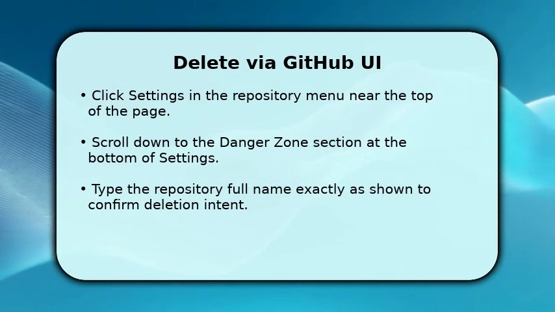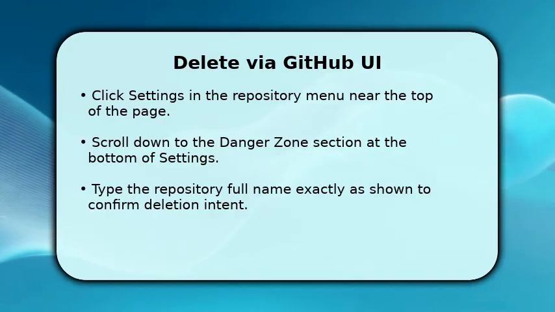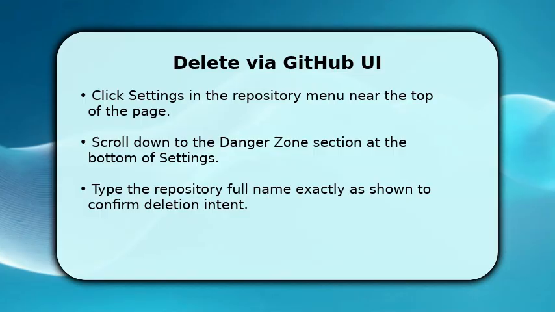Sign in to GitHub and open the repository page you want to delete. Click Settings in the repository menu near the top of the page. Scroll down to the Danger Zone section at the bottom of Settings. Click Delete this repository and read the warning dialog carefully.